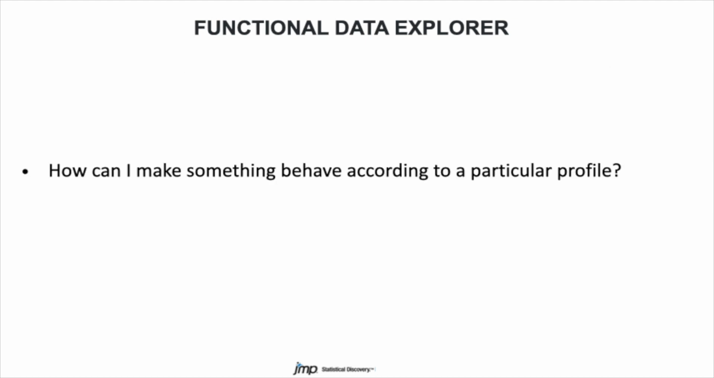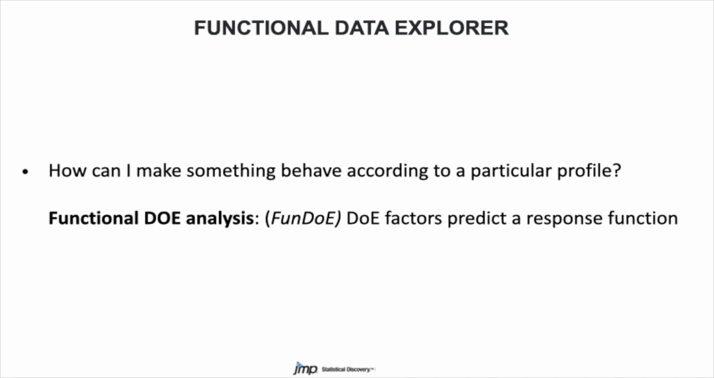There's one key problem that we've encountered over and over again that people want to use JMP Pro's functional data analysis capabilities for. The question is, how can I make a product or a process behave according to a particular profile? We call this functional DOE analysis in JMP, and this is where you would have DOE factors that are changing in a designed experiment sense, and you want to be able to predict what the shape of a response function looks like as a function of those input factors.